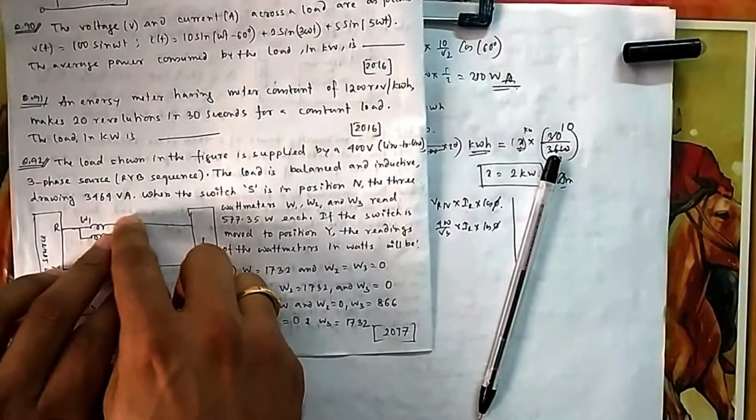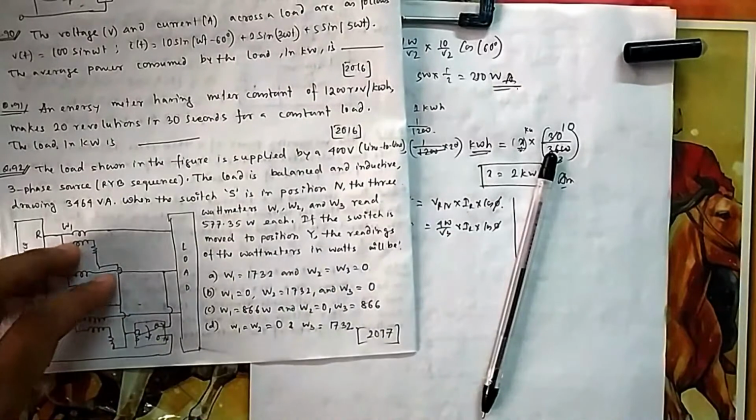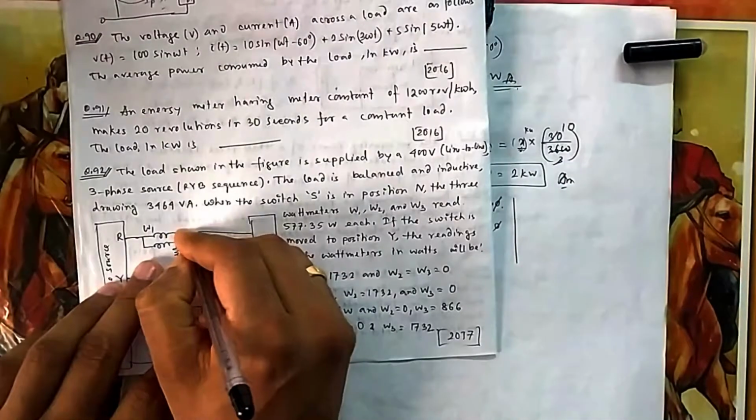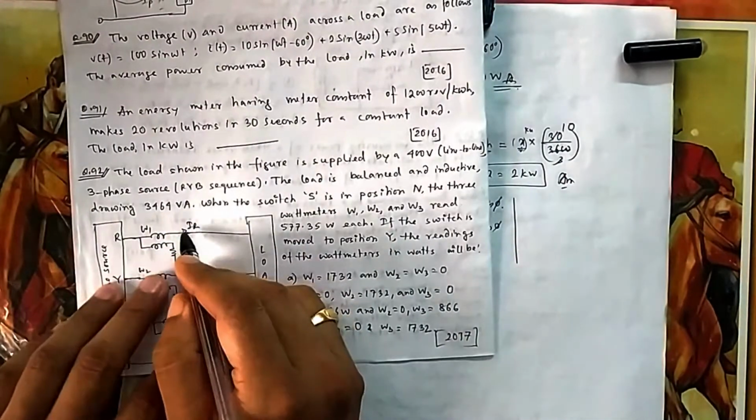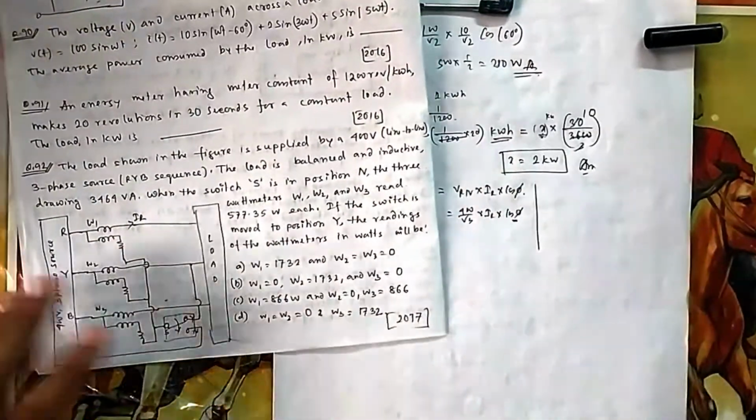It is line current because it is going through this, and you have to be very careful which one I am considering as IR. So this is my IR, and the angle between this and VRN is the phi. Okay, you have to be very careful about that.